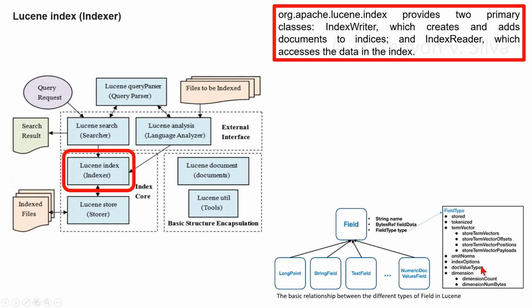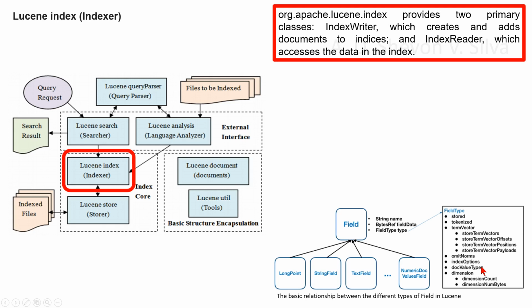Index options. Lucene provides 5 optional parameters for the inverted index: none, docs, docs and freqs, docs and freqs and positions, and docs and freqs and positions and offsets, which are used to select whether the field needs to be indexed and what content to index.